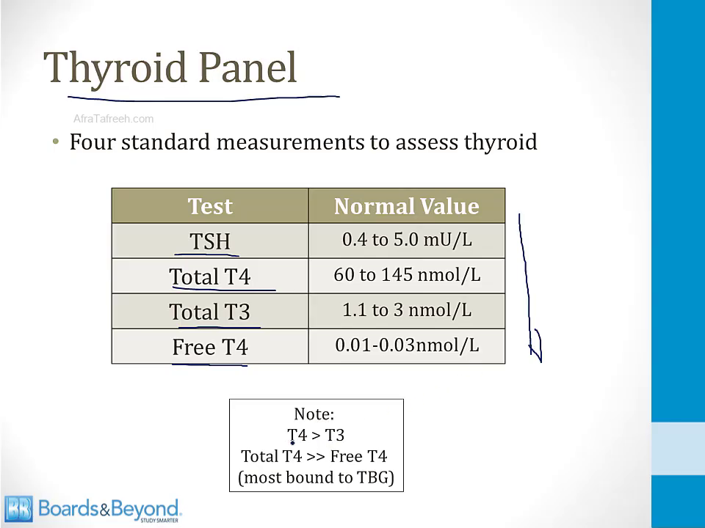You don't need to know the exact numbers, but I want to point out a couple things that should make sense to you. First of all, the T4 level is much higher than the T3 level. Note that the normal total T4 is 60 to 145, while the normal total T3 is 1 to 3, and that's because, as we described before, the thyroid gland mostly produces T4. It produces relatively little T3, so total T4 is always much higher than T3 in the plasma. Note also that the total T4 is much greater than the free T4, and that should also make sense to you because, as we described before, most T4 is bound to TBG, and therefore there is a relatively small amount of free T4 found in the serum.